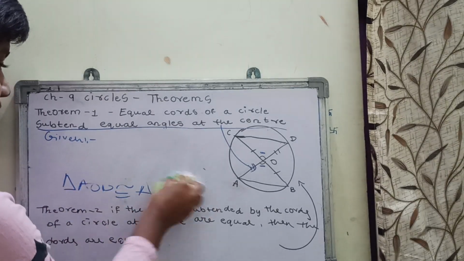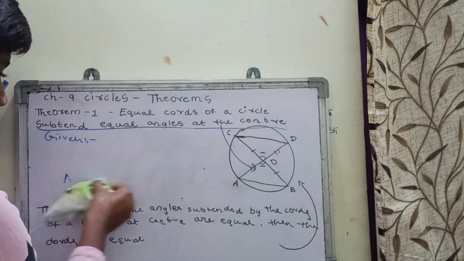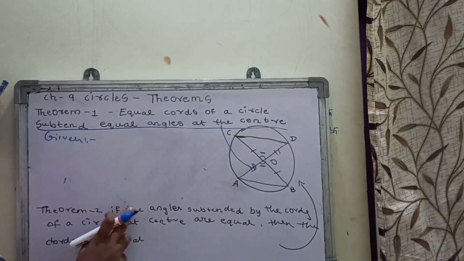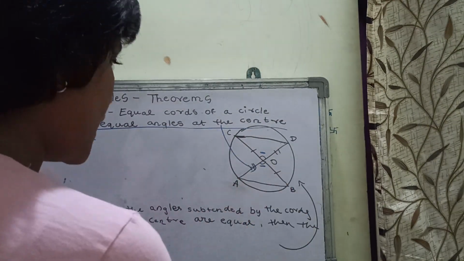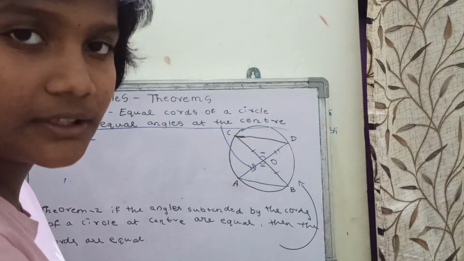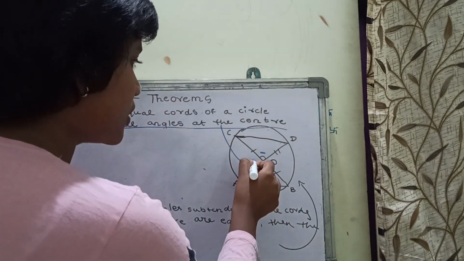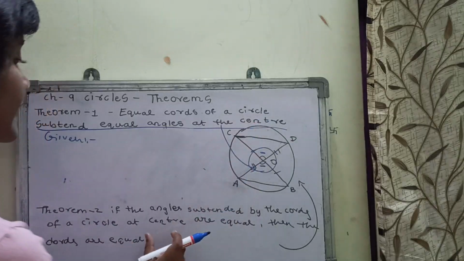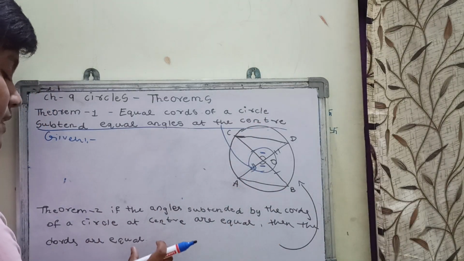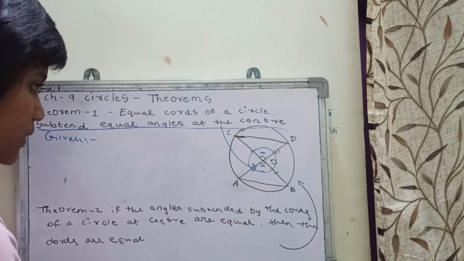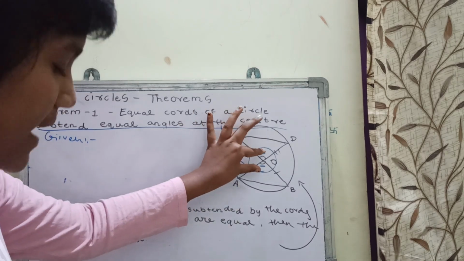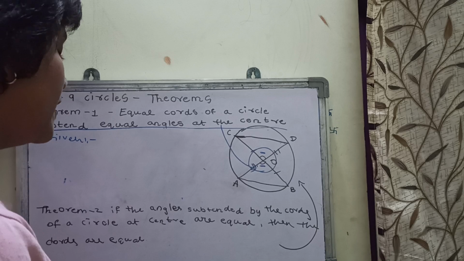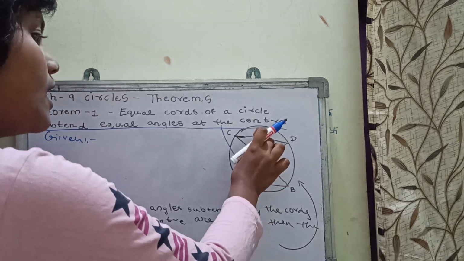Okay, we will do theorem 2 now. In theorem 2, what are they saying? If the angles subtended by the chords of a circle at the center are equal, these two angles are equal, and they're asking us to prove that the chords are equal. We need to prove that the chords are equal.